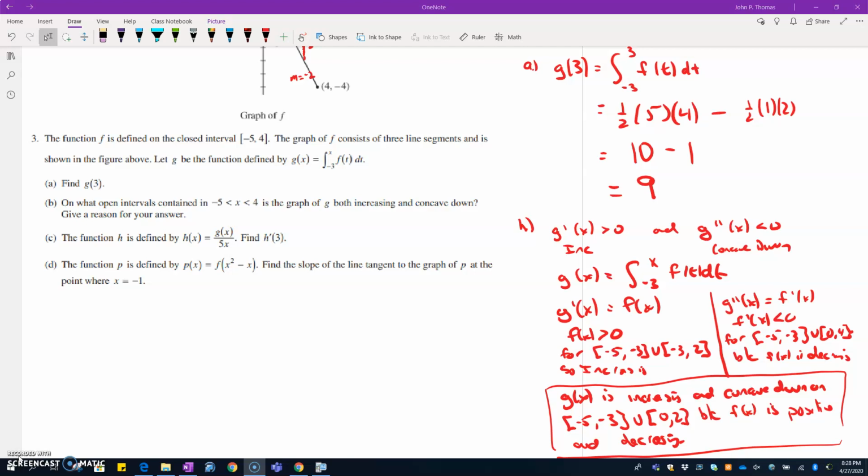I've been told by graders and through the College Board website and information that they will never deduct a point for the difference between closed versus open on situations of increasing, decreasing, or concave up, concave down. So you could get by with parentheses here, but it technically is not wrong to have the closed interval as well. All right, I hope that helps.